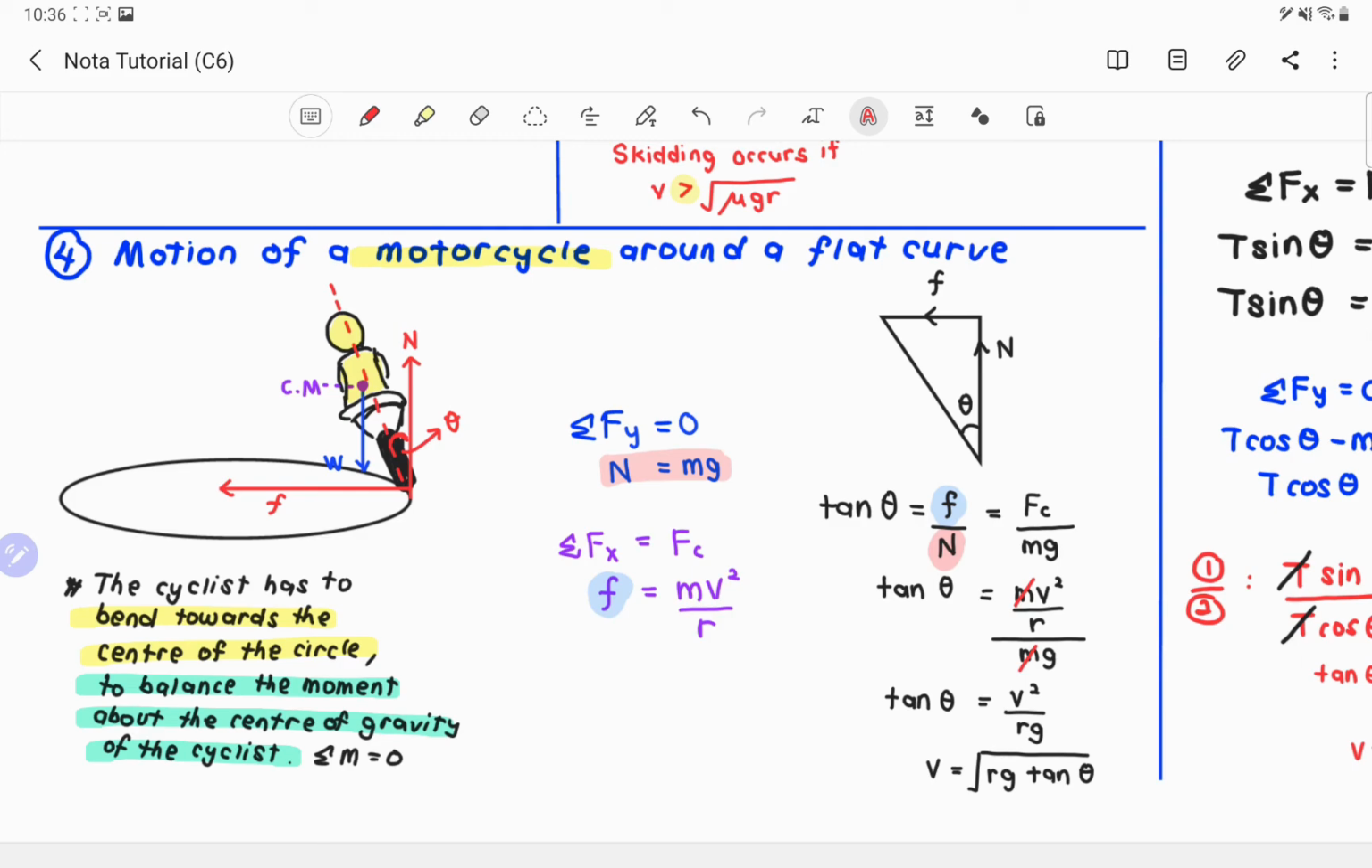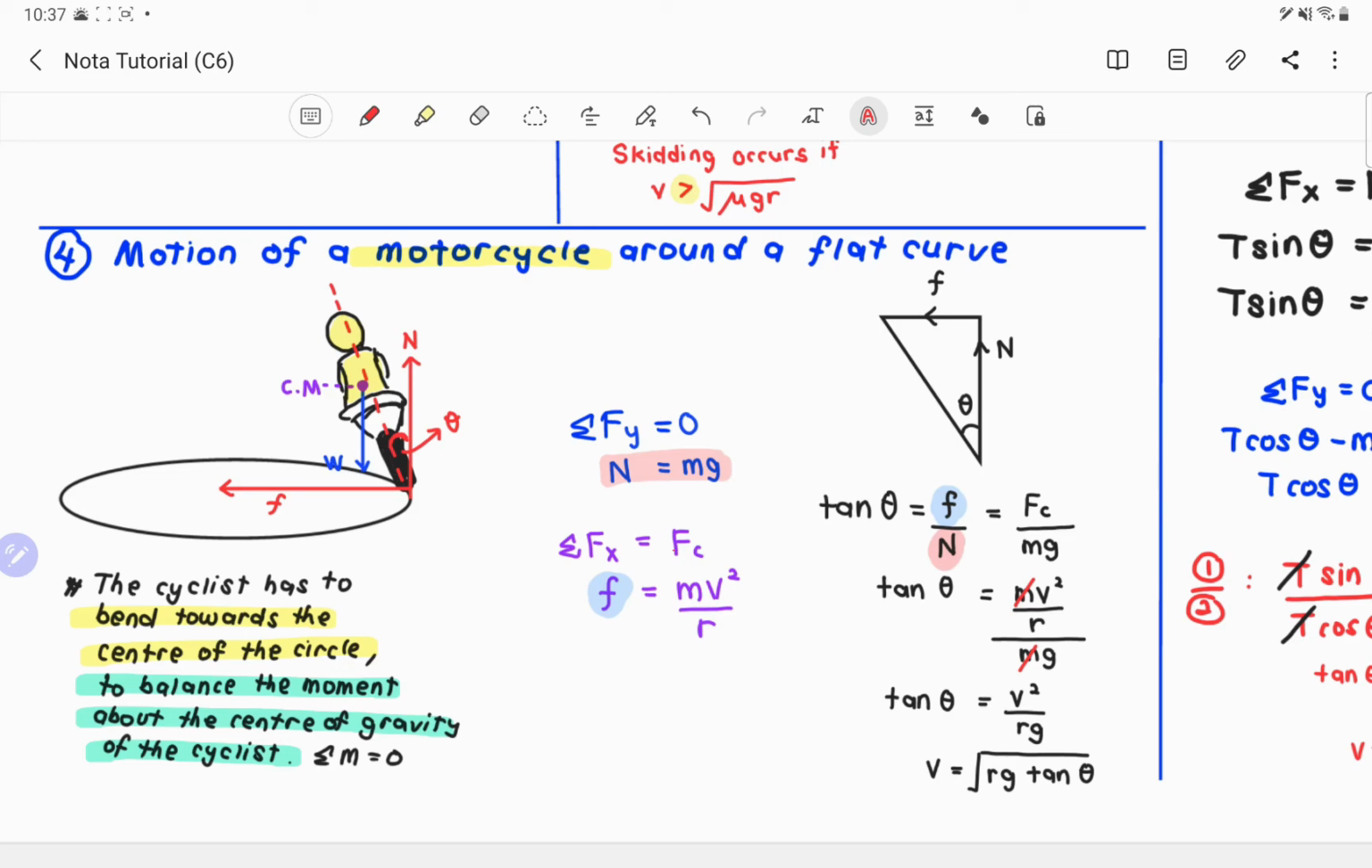Okay, so the reason why the cyclist bends towards the center of the circle is to balance the moment about the center of gravity of the cyclist. So the moment equals to 0. So later in chapter 8, you will learn about moment. So in this situation, there are two moments di mana dia berbeza direction. Satu adalah anti-clockwise, satu lagi moment adalah clockwise. Jadi dia dah melawan arah, membolehkan motorcyclist ni berada dalam balance condition. Dia tak jatuh lah. But we will discuss that further in chapter 8.